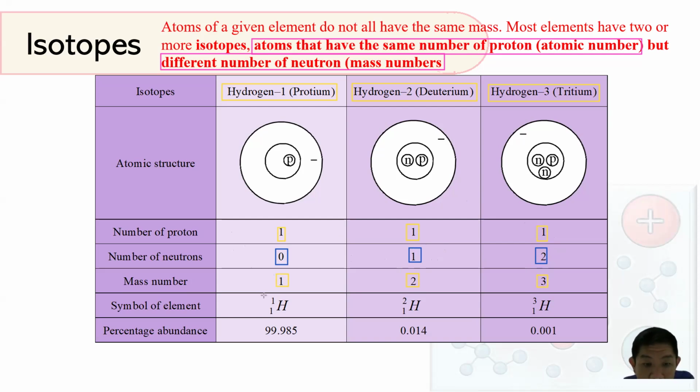Usually we write hydrogen-1 as hydrogen 1, 1, hydrogen-2 as hydrogen 2, 1, and hydrogen-3 as hydrogen 3, 1. Coming together with this information is what we call the percentage of abundance. So what is actually a percentage of abundance? A percentage of abundance is the percentage of the isotopes of an element that occur naturally.